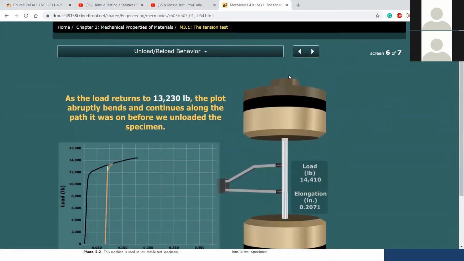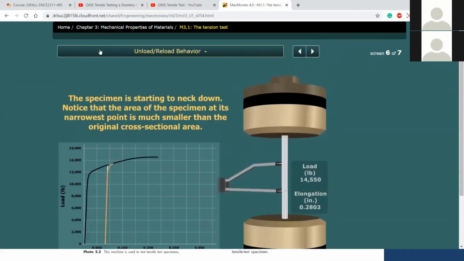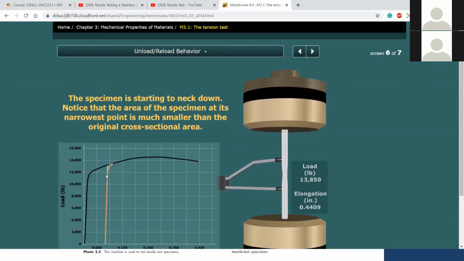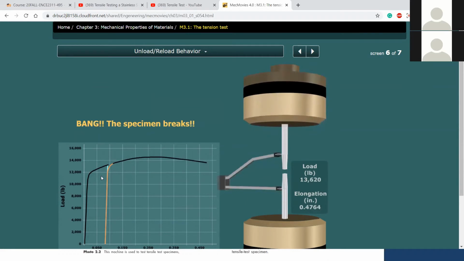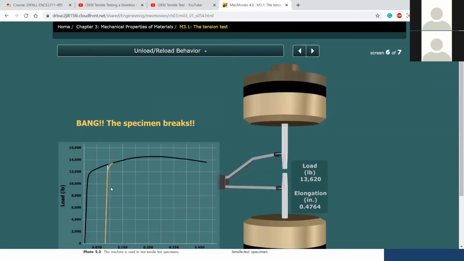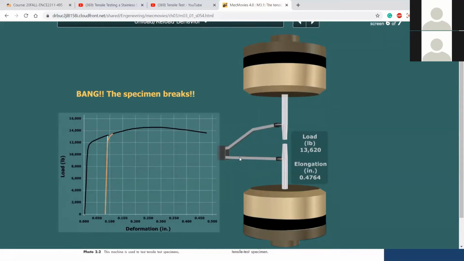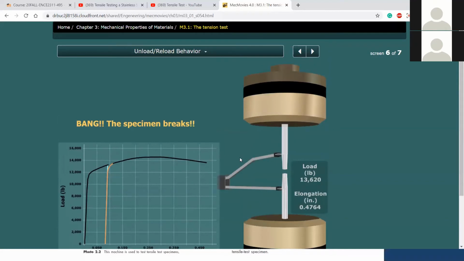So in this stage, in the previous stage, we already unloaded the specimen, and now it's being loaded again. We reload it. And as you can see, when you start loading it, it starts deforming from the point where it left off, between 0.05 and 0.1, right here. Then it continues and moves forward as it was supposed to, and at the end, the specimen breaks again at the same location.